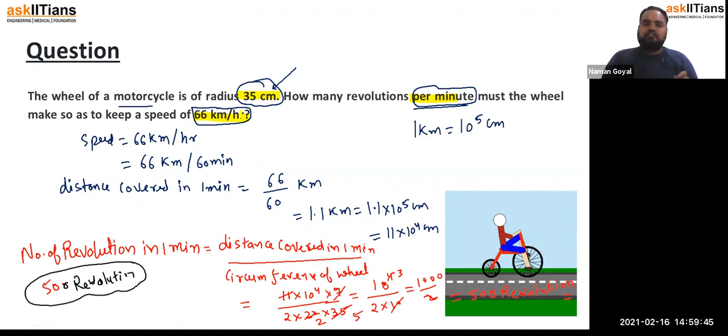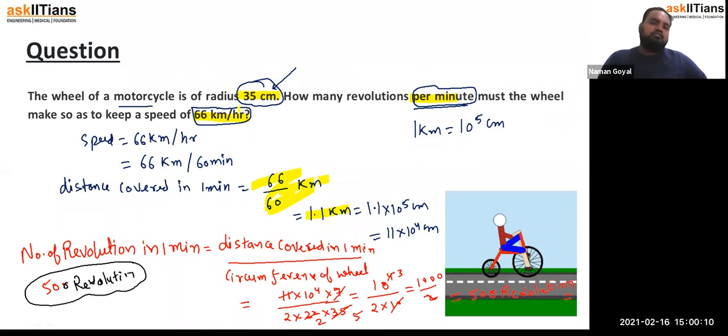So it is very simple. 66 kilometer per hour means what? 66 kilometer in 60 minutes. He covers 66 kilometer in 60 minutes. So in 1 minute, how much distance does he cover? 66 by 60. Very simple, it is the unitary method, right? So it will be 66 upon 60 kilometer, which is 1.1 kilometer, right?